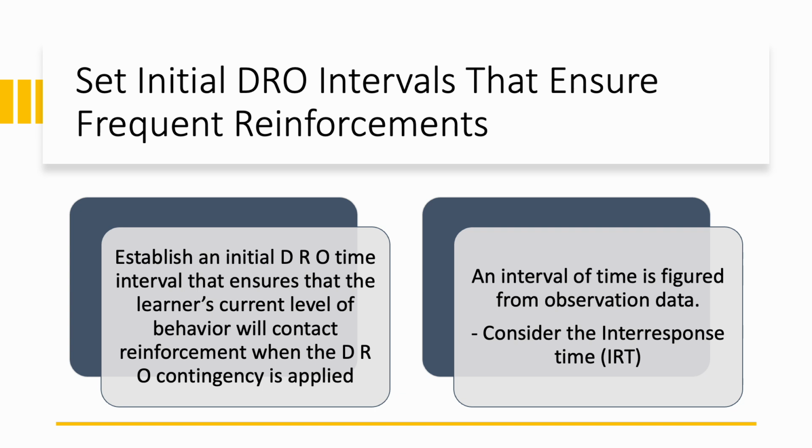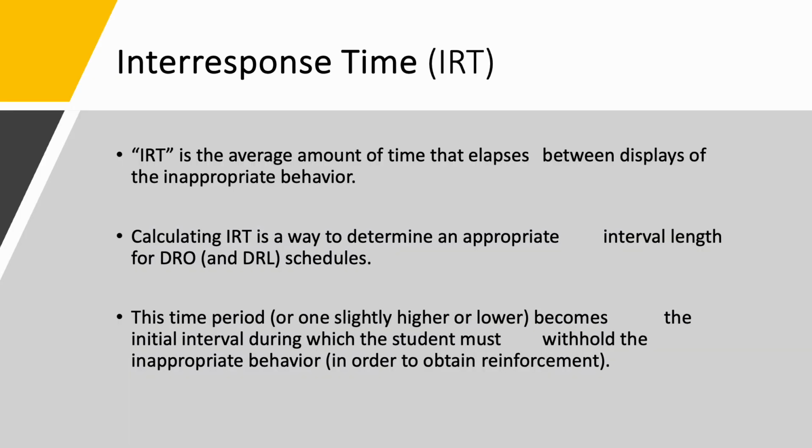You're going to basically decide on the initial duration of the intervals by looking at the inter-response time of the problem behavior. Okay, so inter-response time, or IRT, is the average amount of time that elapses between displays of inappropriate behavior.